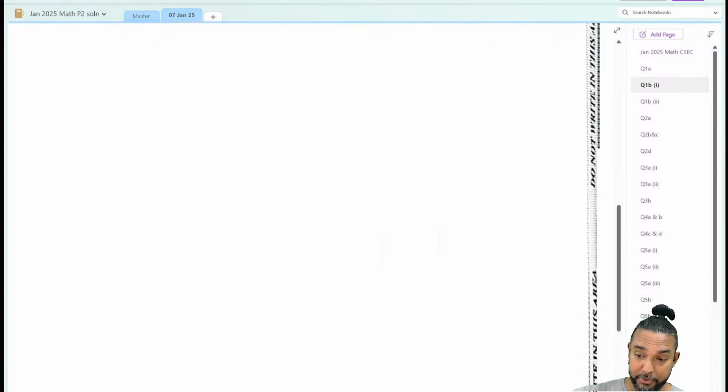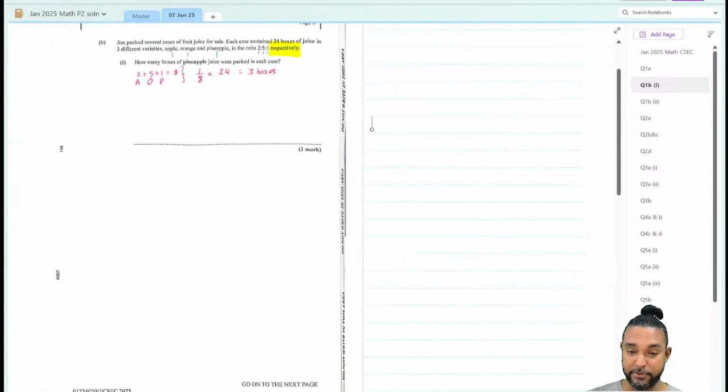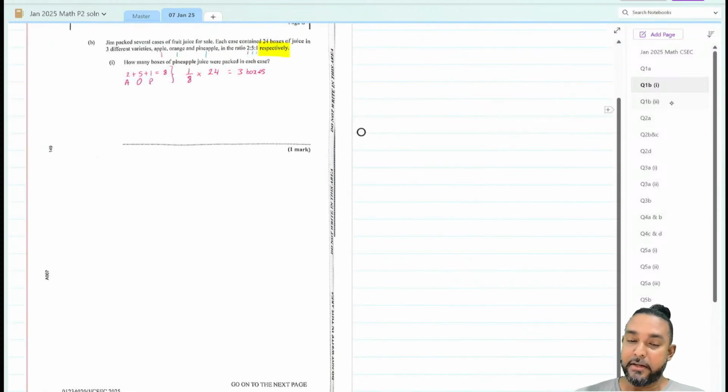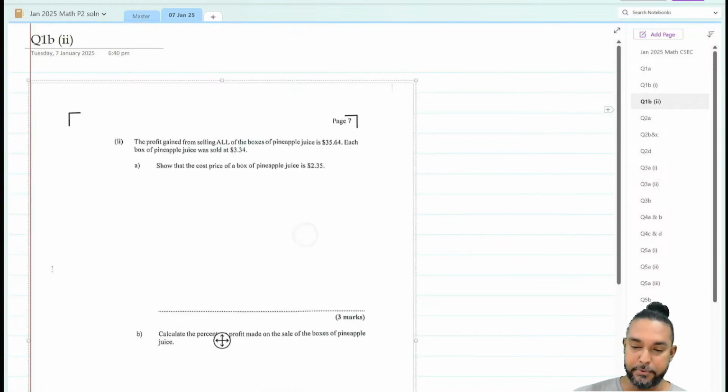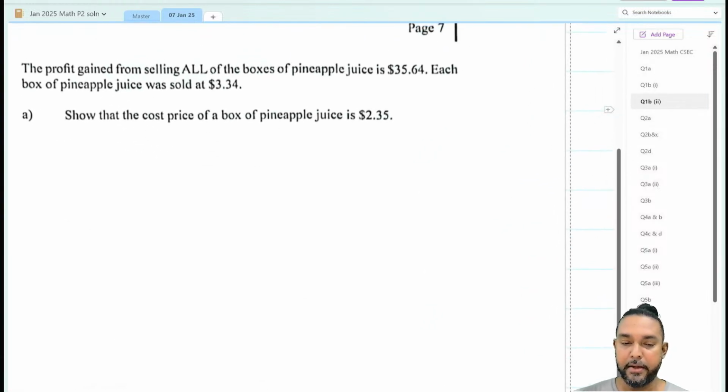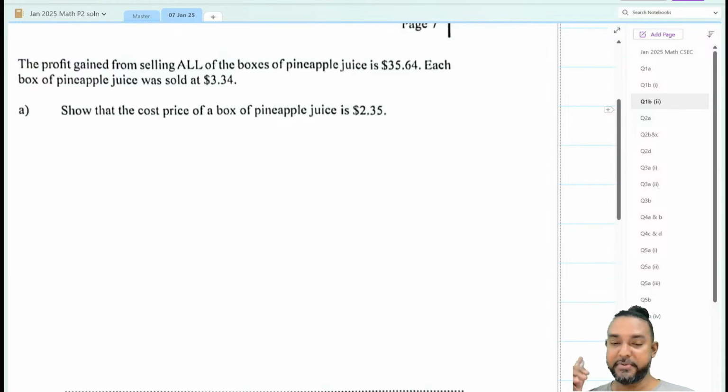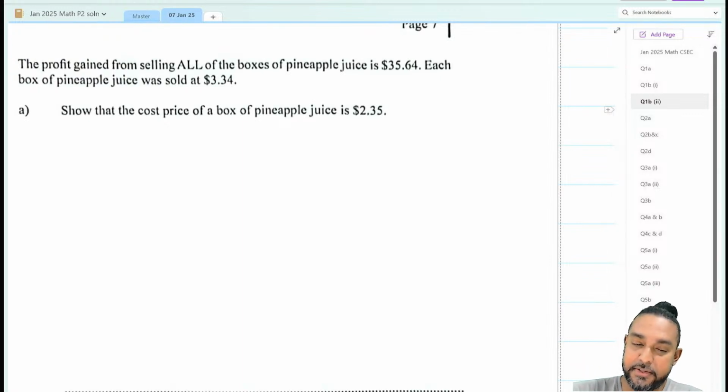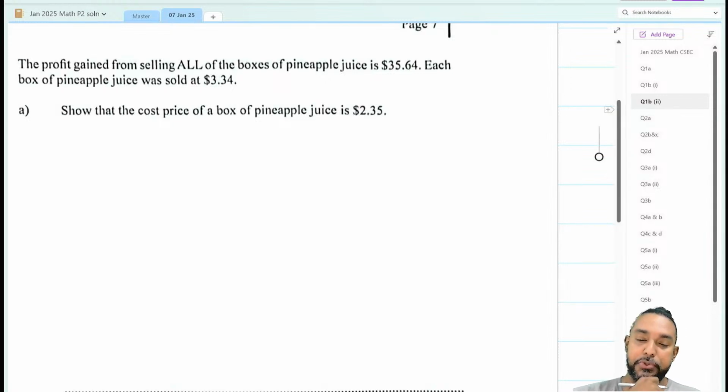Now, this is all the information they give us. And you'll notice the rest of the page is blank. I'll zoom out, you can see the whole blank. The next question is as follows. The profit gained from selling all the boxes of pineapple juice is $35.64. Each box of pineapple juice was sold for $3.34. Show that the cost price of a box of pineapple juice is $2.35.